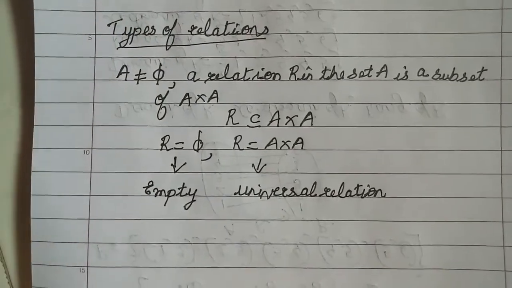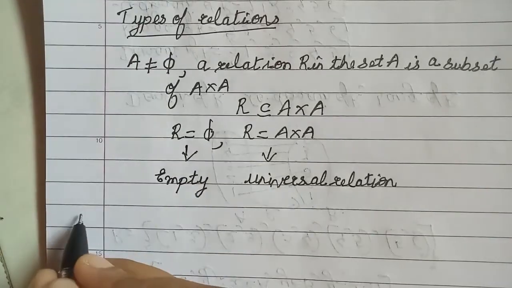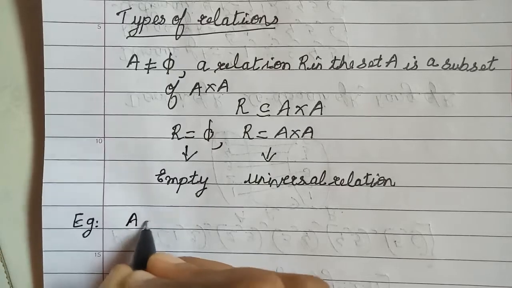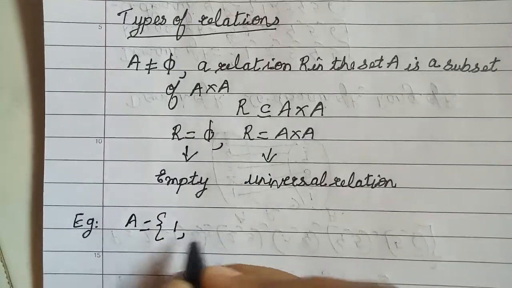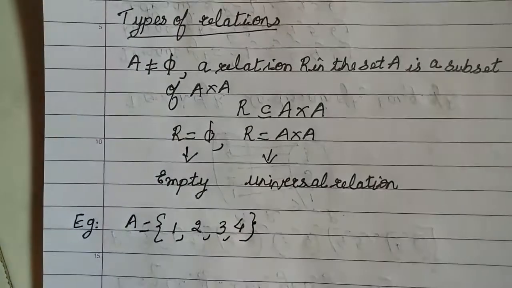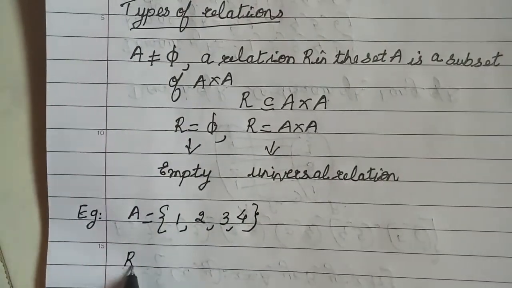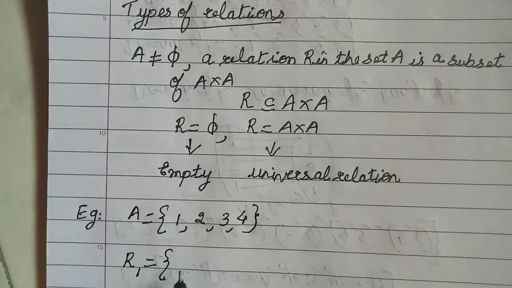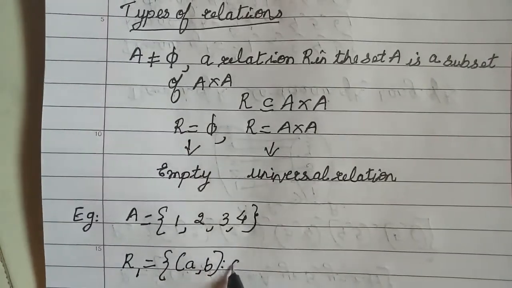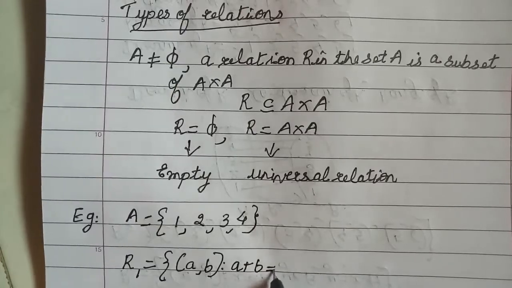Let us see an example of the empty relation and the universal relation. Children, suppose I am taking a non-empty set A. The elements of the set A are, say, 1, 2, 3 and 4. Now if I establish a relation R1 as the collection of all ordered pairs (a, b) such that a plus b is equal to 10.